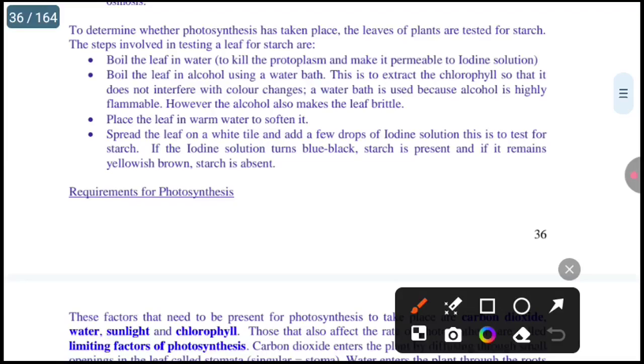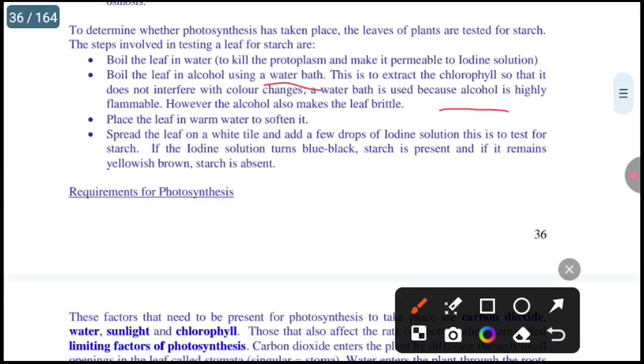Number two, you boil the leaf in alcohol using a water bath. This is to extract chlorophyll so that it does not interfere with color changes. A water bath is used because alcohol is highly flammable. However, the alcohol also makes the leaf brittle.